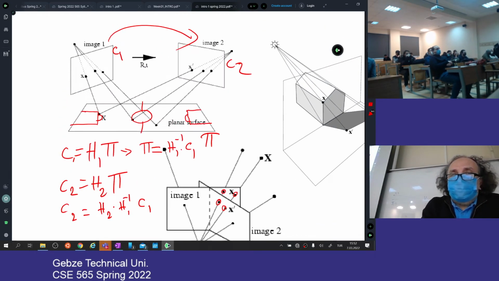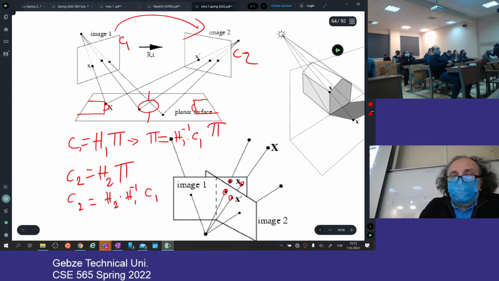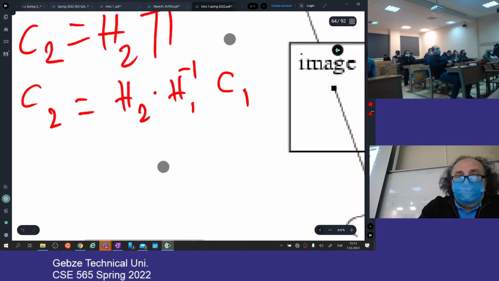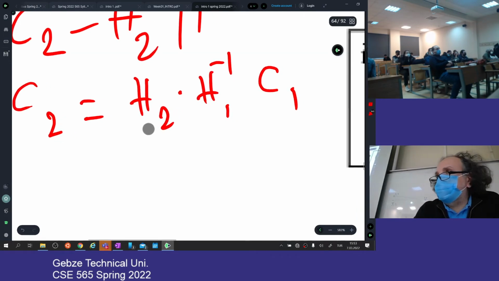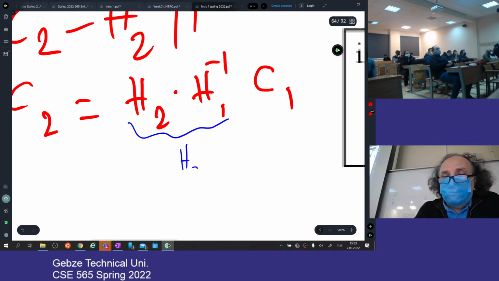I can transform any point on the C1 to the C2. How do I do that? I calculate the H between these two. I calculate H between these two. And what is this H2? It's a 3 by 3 matrix, right? This one is a 3 by 3 matrix too. So H3 is again a 3 by 3 matrix too.